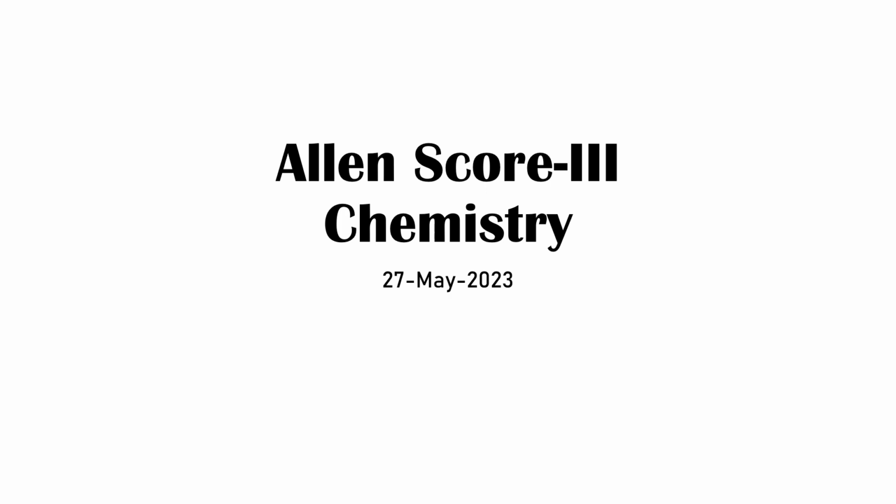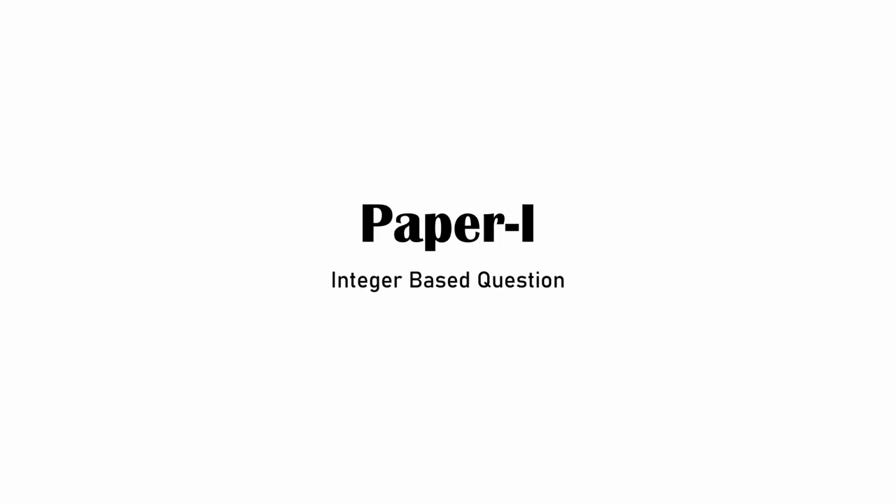This question is about isomerism of a given compound. The structural formula of the compound is given and we are asked to calculate the number of isomers in some categories. This question is from Allen Score Test 3, and this exam was conducted on 27th May 2023. It is from Paper number 1, under integer based questions.